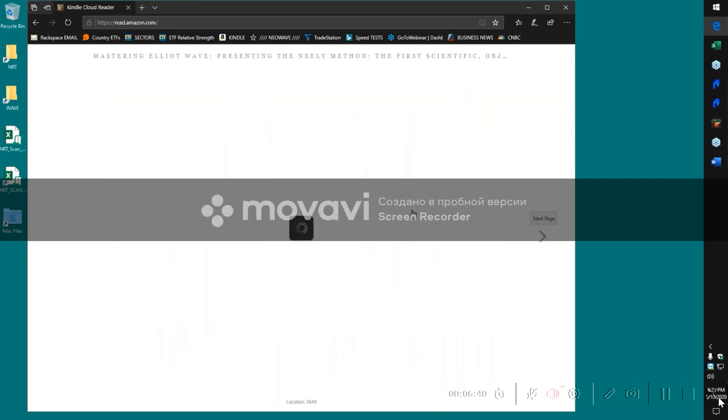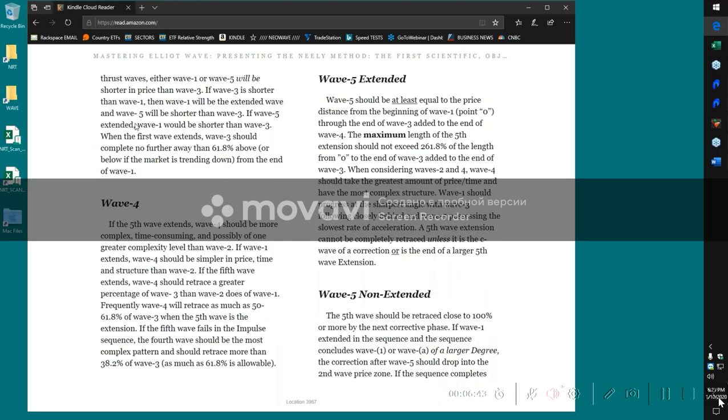If the third wave is not the extended wave, then it goes into some details there and what's possible. Again, there's no point in me reading through that. This talks about the fourth wave and what can happen depending on which wave is the longest.